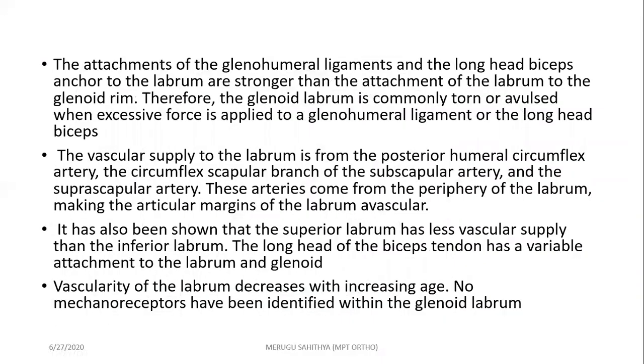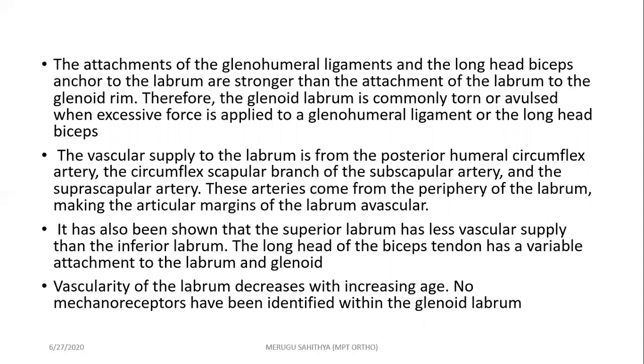So the attachment of the glenohumeral ligaments and the long head of biceps anchored to the labrum are stronger than the attachment of the labrum to the glenoid rim. Therefore, the glenoid labrum is commonly torn or avulsed when excessive force is applied to a glenohumeral ligament or the long head of biceps.